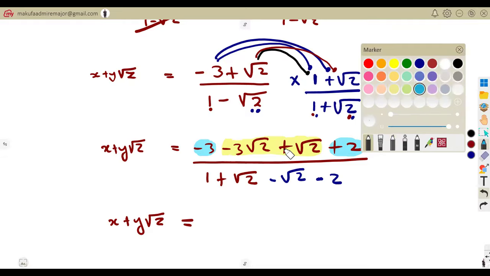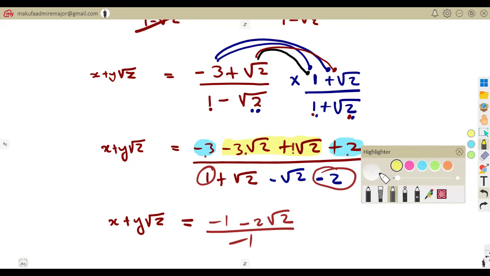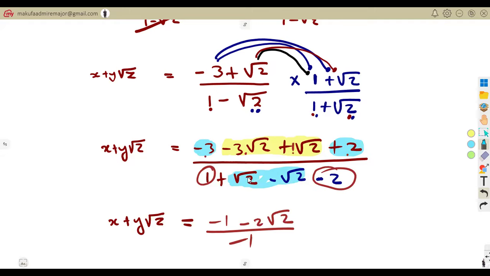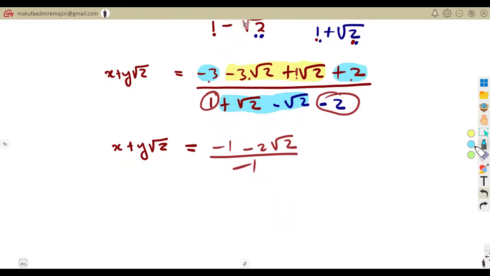All right, so let's see. What do we have there? Minus 3 plus 2, that's a minus 1. So that's minus 1. Minus 3 square root of 2 plus 1 square root of 2 simply means minus 3 plus 1. Collect the like terms in the denominator, 1 and a minus 2. 1 minus 2, that's minus 1. As we can see, guys, the square root of 2 and square root of 2 was going to cancel. These two are the same. So square root of 2 minus square root of 2 was going to give us a 0 there. So remain with the minus 1.